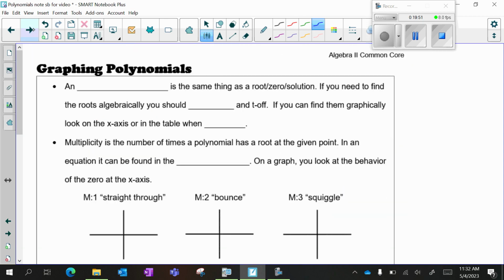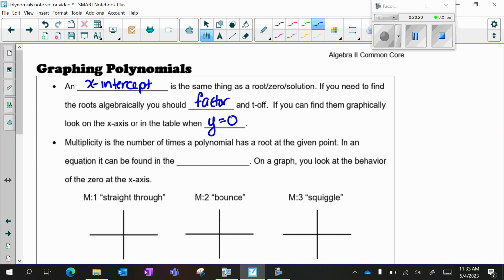So now let's talk about their graphs. An x-intercept is the same thing as a root, a zero, or a solution. If you need to find the roots algebraically, we're going to factor and set to 0. If it's not factorable, you're going to use the quadratic formula. If you can find them graphically, we look on the x-axis or when the table has y equals 0.